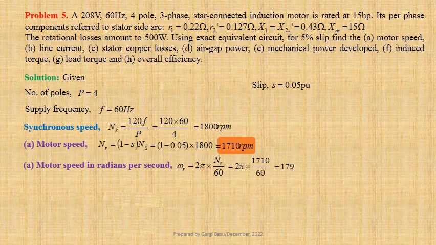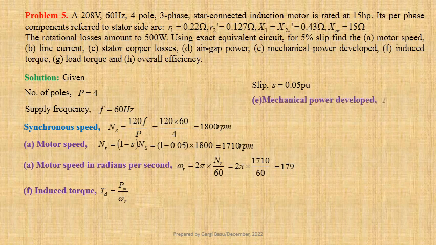that gives us 179 radians per second. Expression for induced torque Td equals Pm divided by omega r. We have computed mechanical power developed Pm equals 11,903 watts. Therefore, Td equals 11,903 divided by 179, which is approximately equal to 66.5 Newton meter.